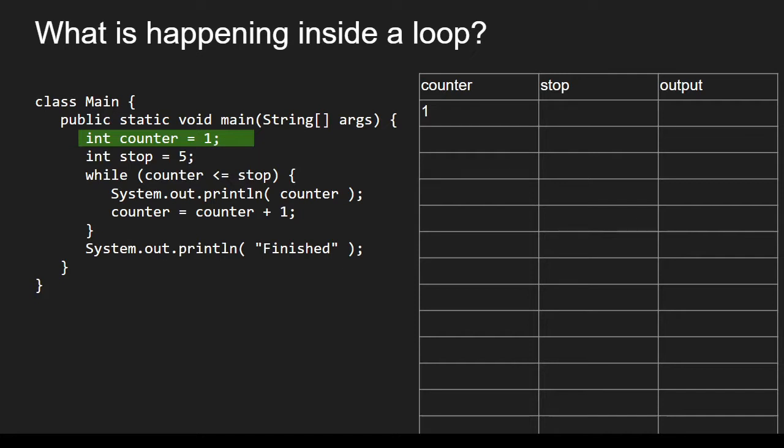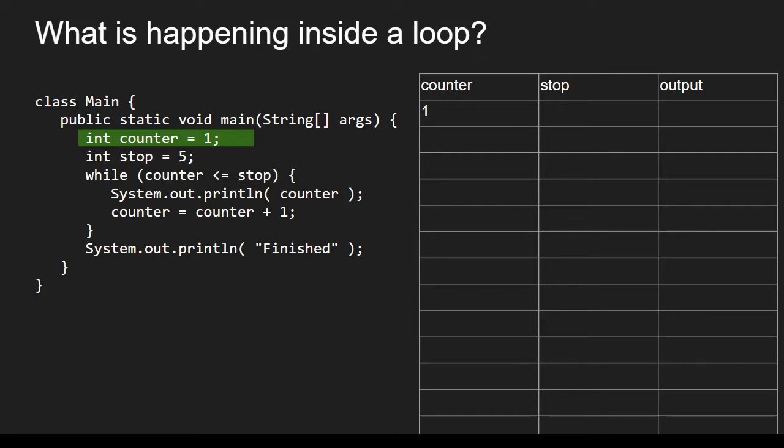You can see here I've got a table representing the current state of my different counter and stop variables and what is going to be output onto the screen. And every time the values change, we will increment onto a new row. So let's start the first line of the program.